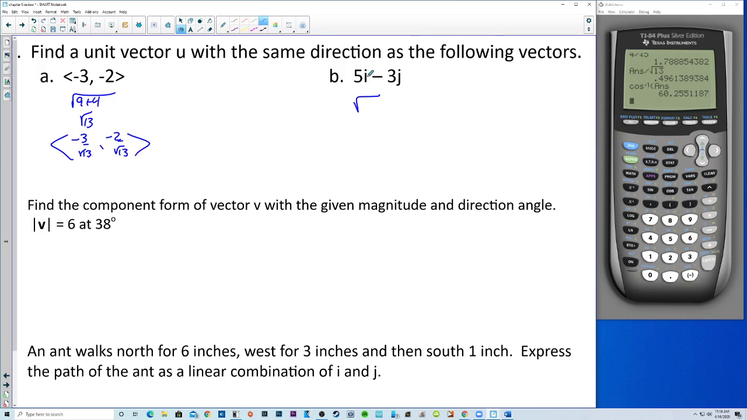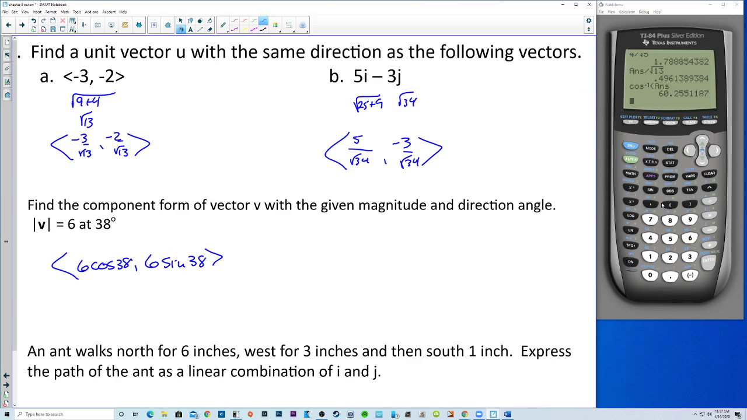The magnitude of this vector is 25 plus 9, so square root of 34. So the unit vector is 5 over square root of 34 and negative 3 over square root of 34. Find the component form of vector v with the given magnitude and direction angle. So the component form would be 6 cosine of 38 and 6 sine of 38.